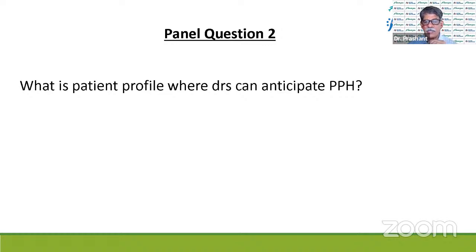Any correlation with diabetes or high blood pressure? These are common factors today, even in youngsters. Definitely, diabetes is associated with macrosomia and polyhydramnios, so those cases can have PPH. Preeclampsia patients can have abruption, and per se they are also more prone to PPH.